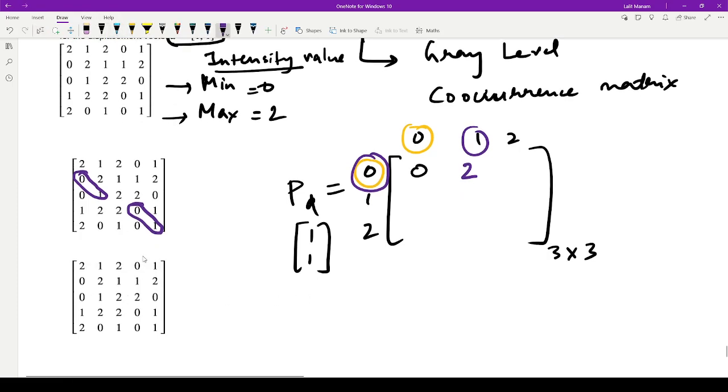Again (0, 2). So again we'll go with 0 and then we have this 2 out there.